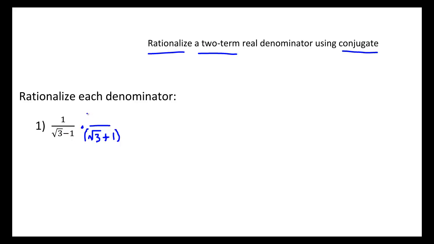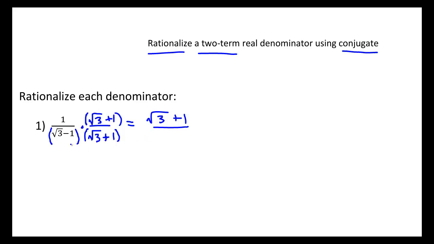You just switch it. But then of course, whatever you multiply by the bottom, you have to also multiply by the top, because really we're just multiplying by a convenient form of 1 here. Now, across the top, 1 times the numerator is just, of course, the numerator, square root of 3 plus 1.